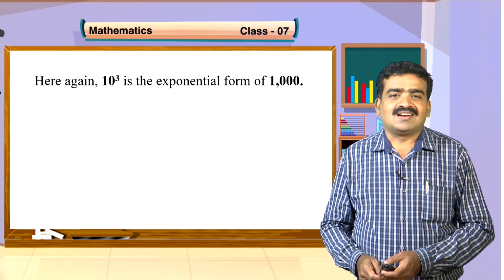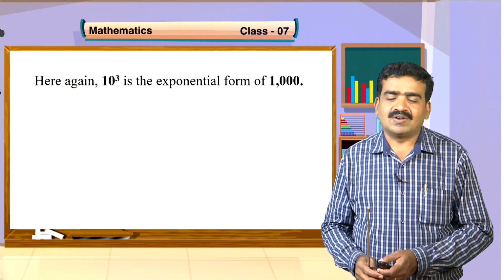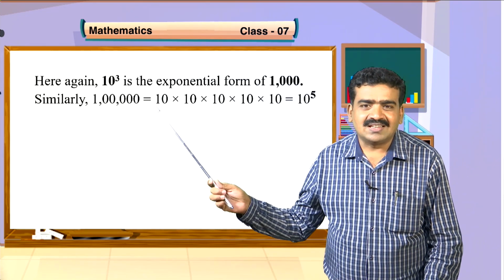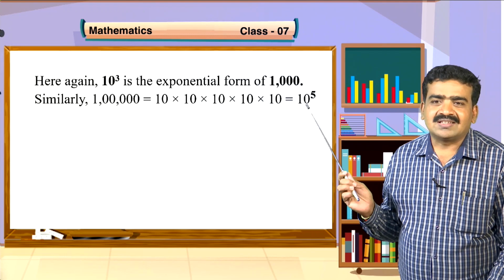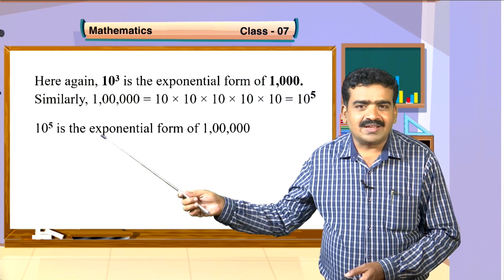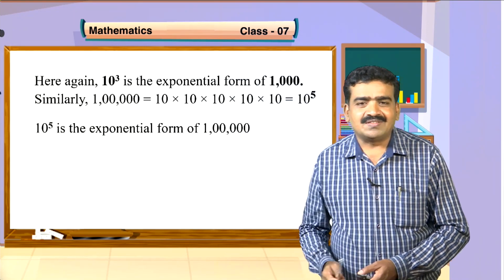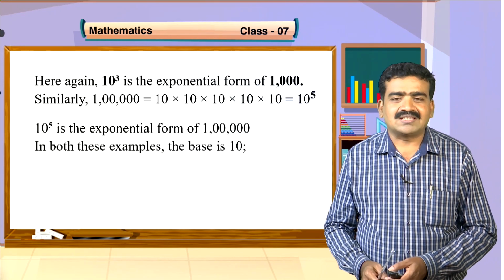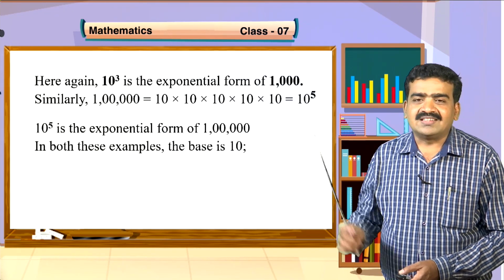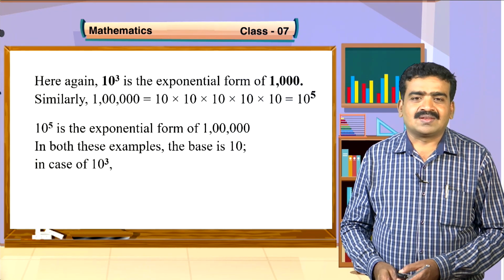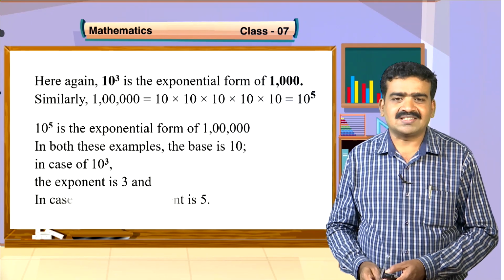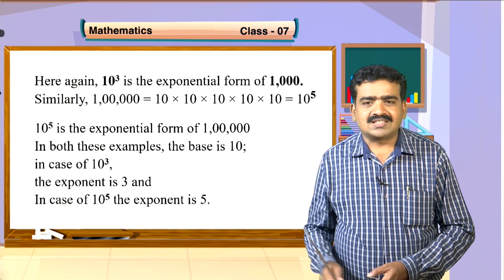Similarly, 10 cube is the exponential form of 1000, you know all these things. 1 lakh can be represented as 10 into 10 into 10 into 10 into 10, that is 10 raised to the power of 5. In case of 10 to the power of 5, 10 is the base and 5 is the exponent. In both examples, 10 cube as well as 10 to the power of 5, 10 is the base. In case of 10 to the power of 3, the exponent is 3, and in case of 10 to the power of 5, the exponent is 5.